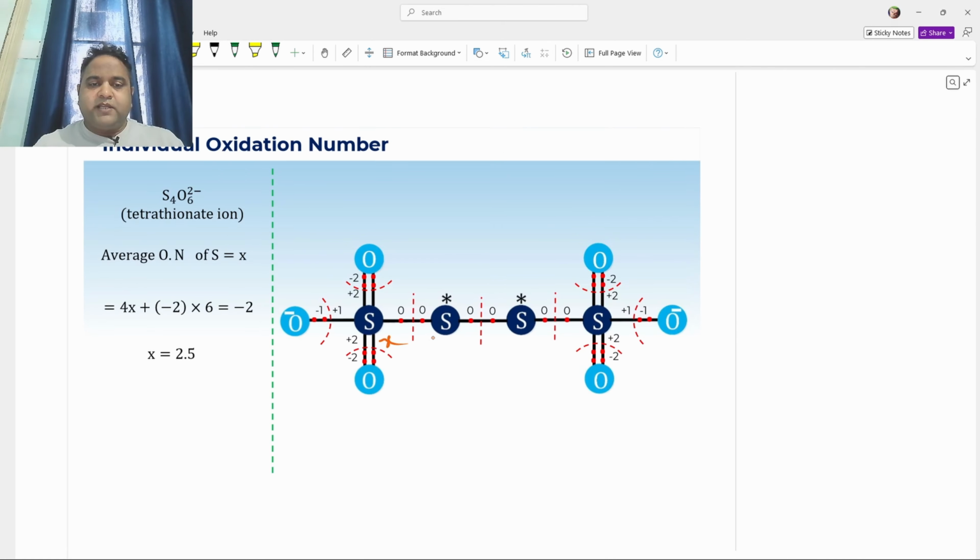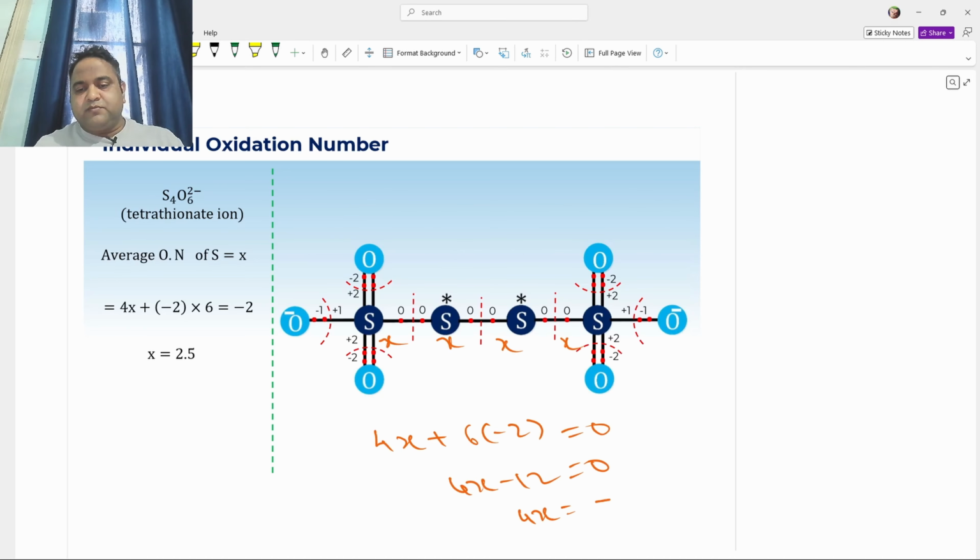S4O6. X, X, X and X. The average, if we talk about it, 4x plus how many oxygen total? 3 3 just 6. 6 into minus 2 is equal to 0. 4x minus 12 is equal to 0. 4x is equal to plus 12. X is equal to plus 12 divided by 4.